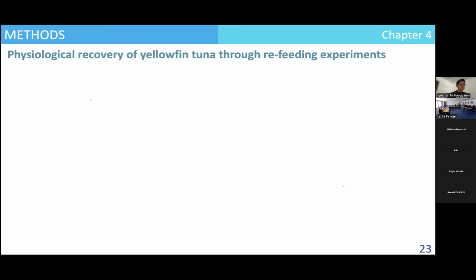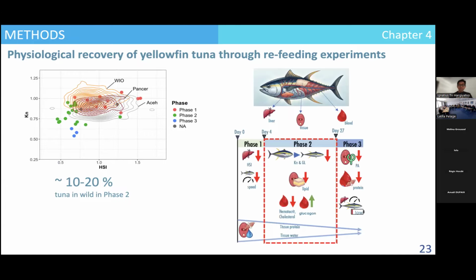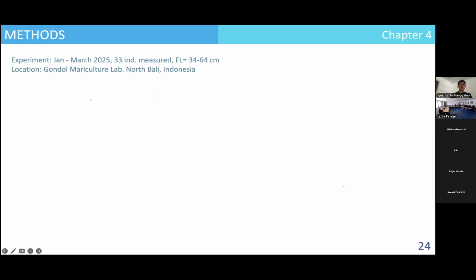For my last chapter, it's related to the recovery of yellowfin tuna through a refeeding experiment. So right now we have the condition in the wild: tuna are mostly in phase 1 and only 10 to 20% of tuna are in phase 2. And we know the characteristics of phase 2 during a fasting experiment. We know some biomarkers, some condition factors, but we don't know if this phase is a good or bad condition. So I tried to provide a refeeding experiment to know how fast they recover.